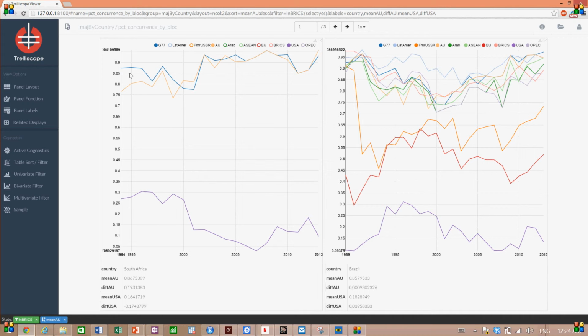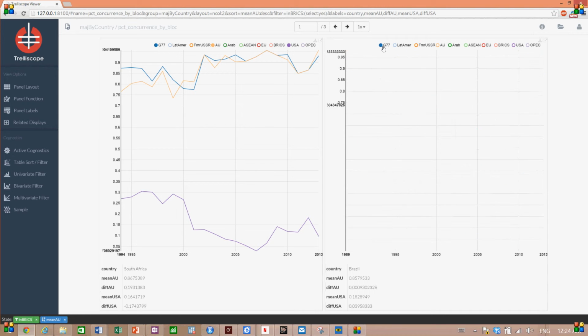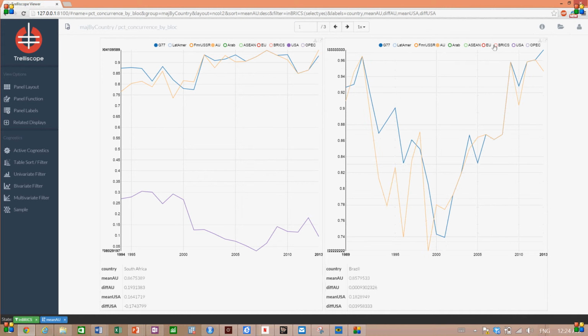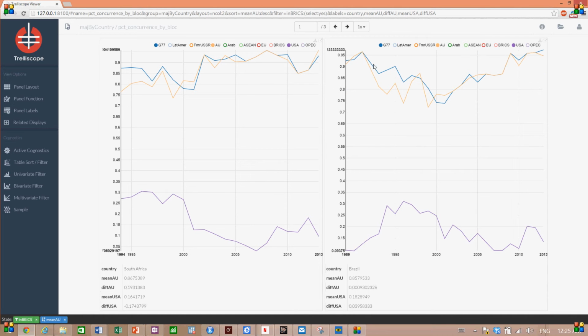We see that South Africa has maintained a relatively high level of cohesion with the African Union and has been increasing in recent years. You can compare that to Brazil, which though it began high, it decreased until 2000, and from 2000 to 2013 has tremendously increased in its cohesion with the African Union.